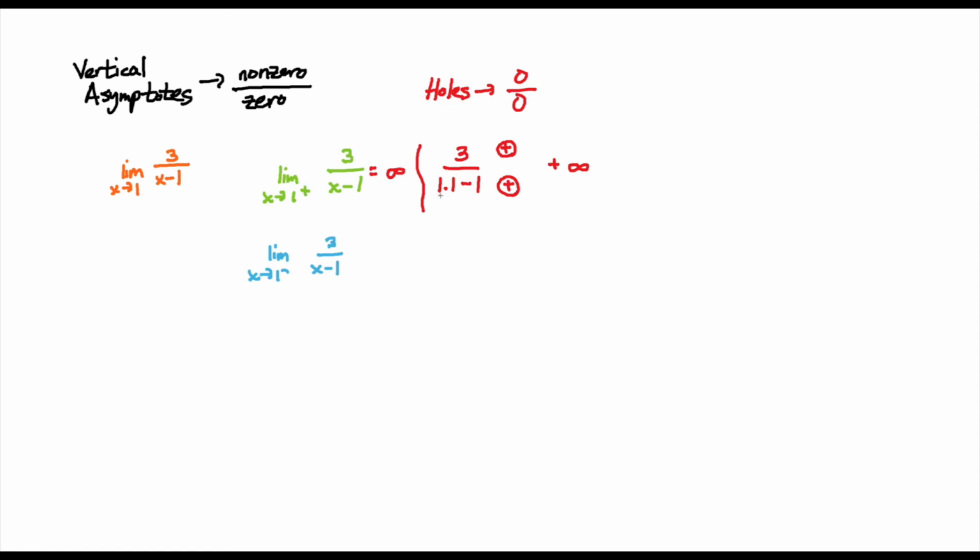Now I just plugged in a dummy number like 1.1. As you can see, 1.1 is bigger than 1, so the bottom is positive. We have positive over positive equals positive infinity. That's how we get that answer. Now we're going to do that same logic with this problem right here.